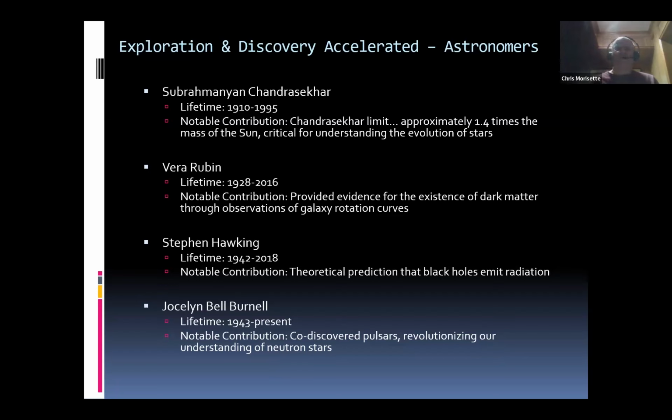Vera Rubin provided evidence for the existence of dark matter through observations of galaxy rotation curves. Stephen Hawking made a theoretical prediction that black holes emit radiation, and Jocelyn Bell Burnell co-discovered pulsars, which really revolutionized our understanding of neutron stars. So, four out of a whole host of people, four that I thought were pretty interesting and wanted to share with you for this presentation.